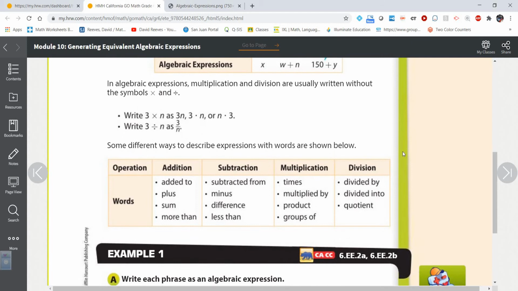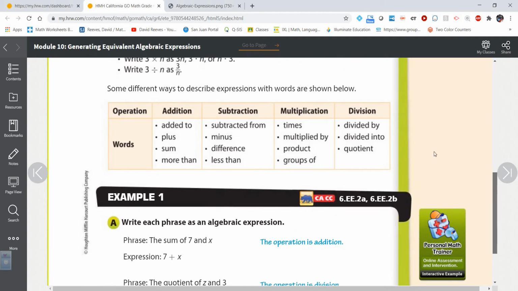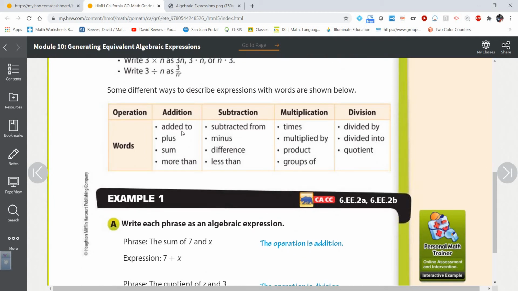Now, many times you're going to be given words, and you're going to be asked to write an algebraic expression for it, or maybe you're going to be given an algebraic expression and you're going to be asked to write words. So you need to know what these words are for operations. So this table might prove helpful. This is certainly not a complete table. There are other words that mean these things. But if you're looking for words that mean addition, these are words that mean addition.